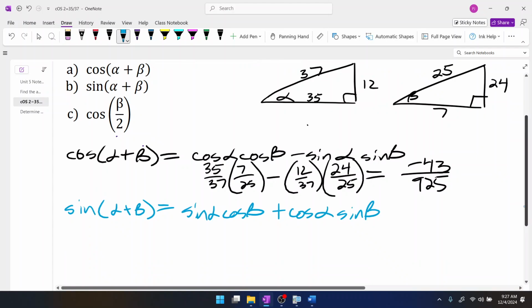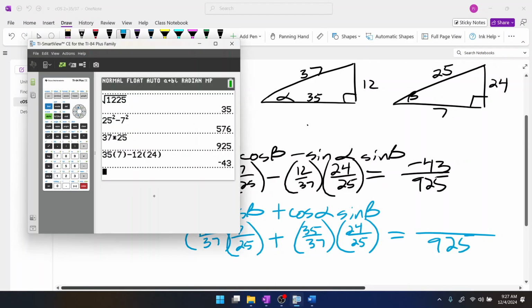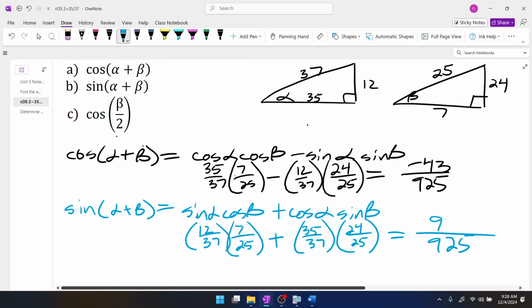So it's actually going to have the same denominator as before here. So you have 12/37 times 7/25 plus 35/37 and 24/25. So if you're keeping score here, this is going to end up being a positive angle. 12 times 7 plus 35 times 24, that's going to be 924 out of 925.